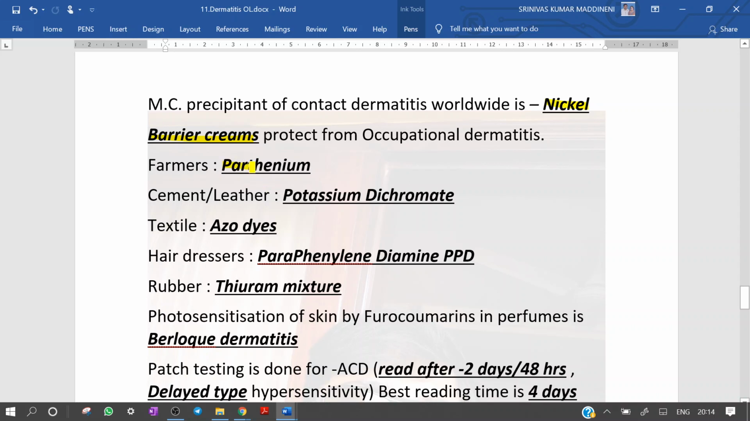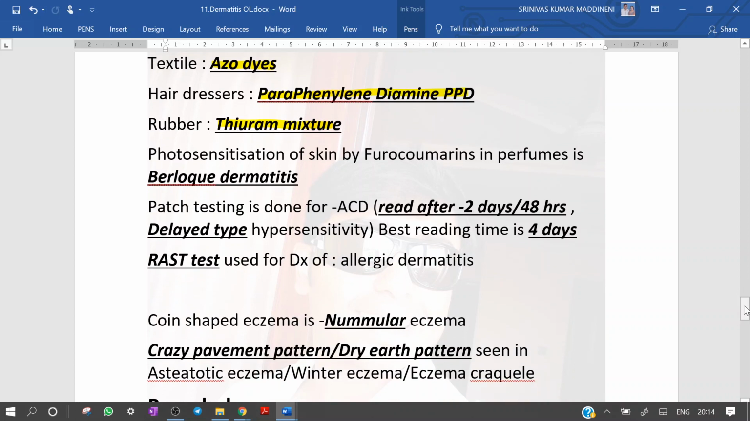Farmers because of parthenium, cement and leather industry workers due to potassium dichromate, textile industry workers because of azo dyes, hairdressers due to paraphenylene diamine, and rubber industry workers because of thiuram mix. These are all the reasons for occupational dermatitis in the particular workers. Photosensitization of the skin by fluorochemicals in the perfumes is known as Berloque dermatitis.